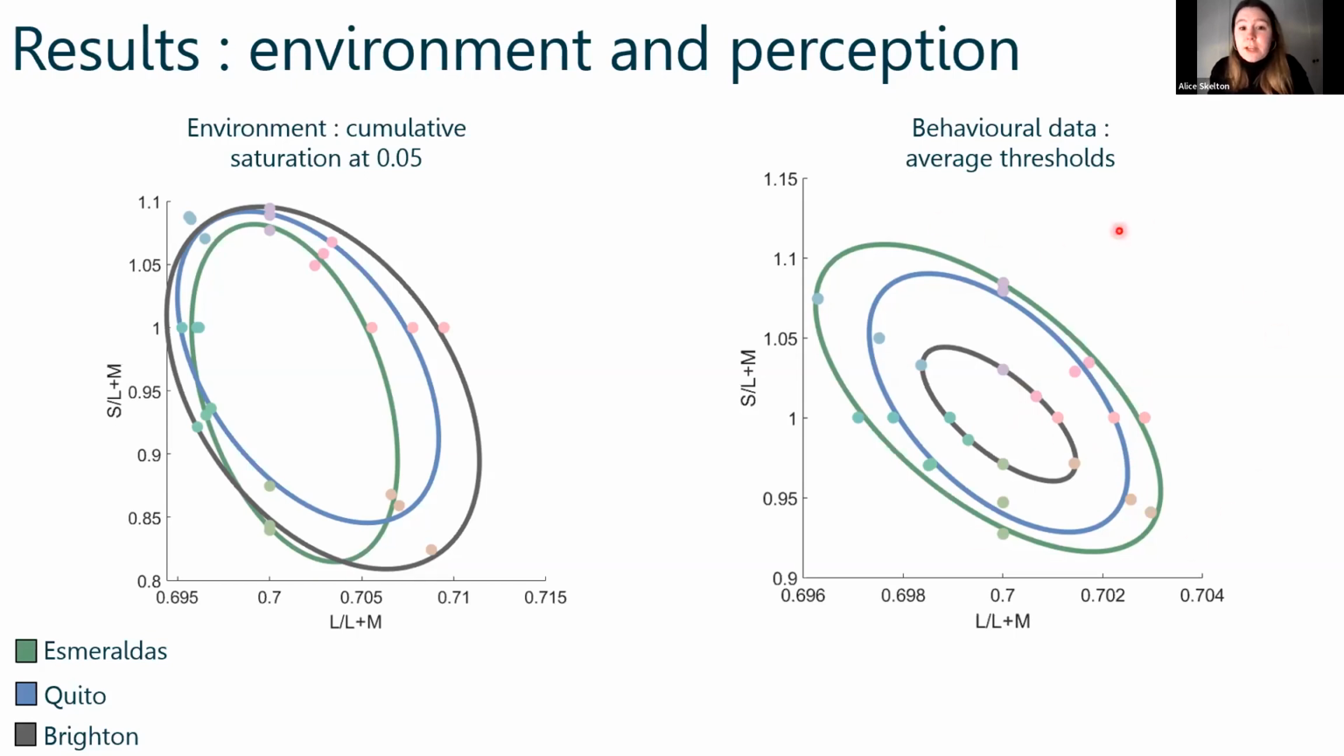The important thing to look at is the pattern of discrimination, and how similar that is across the three groups. So when we compare these side by side, we can see that both the environmental data and the perceptual data both show this elongation along the negative diagonal of cowboys chromaticity space.